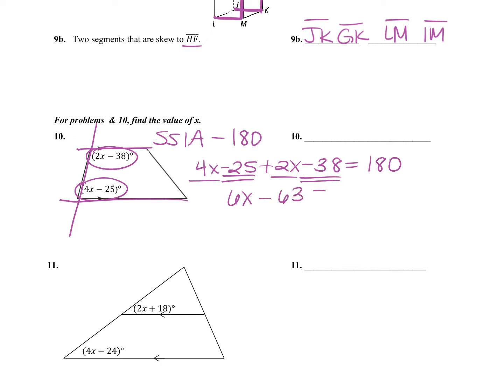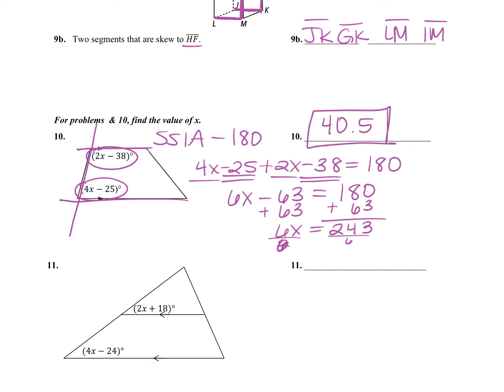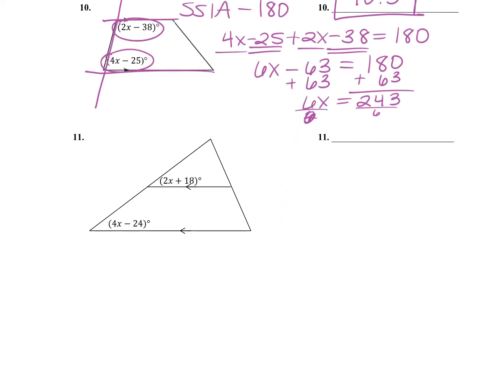Good job. Negative 63 equals 180. So now we're going to add 63, so you get 243 equals 6x. And then we're going to divide, oops, not by 2, by 6. Did I do that wrong? No. So 243 divided by 6 would be 40.5. Right? Did anyone plug that in? I think it's 40 and a half. Okay, look at this one.